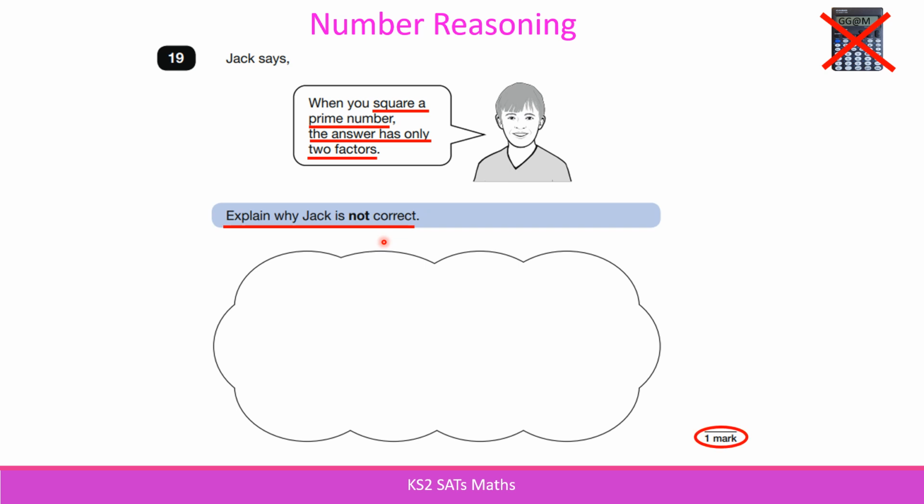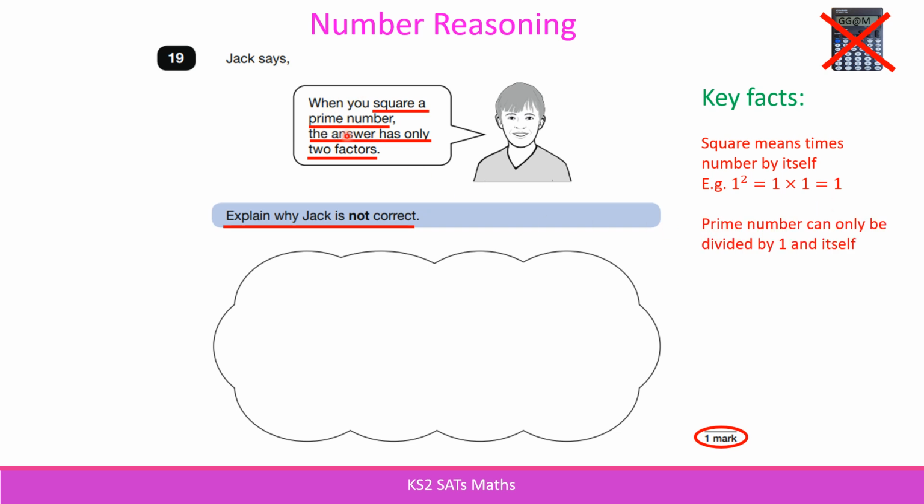Now our key facts, okay, this is worth 1 mark, and remember to write the answer in the bubble. So our key facts: we've got a square number. When you square, the word square means times a number by itself. So for example, 1 squared means 1 times 1, which is 1. 2 squared is 2 times 2, which is 4. 3 squared is 3 times 3, which is 9, etc.